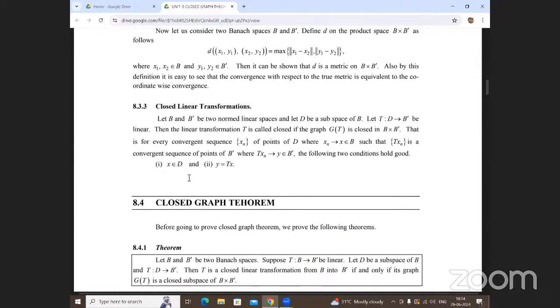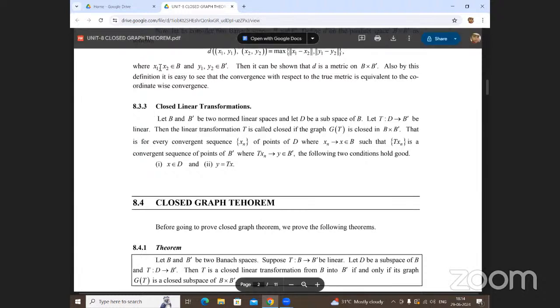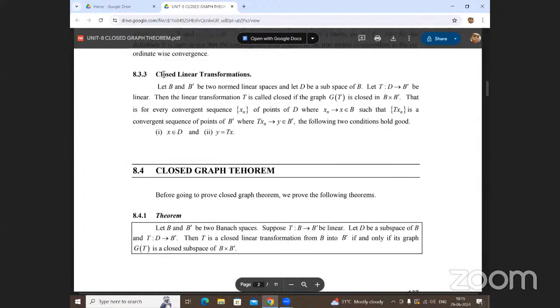What is a closed linear transformation? Students, listen carefully. Here these are all domain elements. Here x1, x2 belong to capital B, and y1, y2 also belong to the image part, that is Tx1 and Tx2. In the same manner they are represented as y1 and y2. Small d is a metric on B cross B dash. Very simple, through the graphical representation.